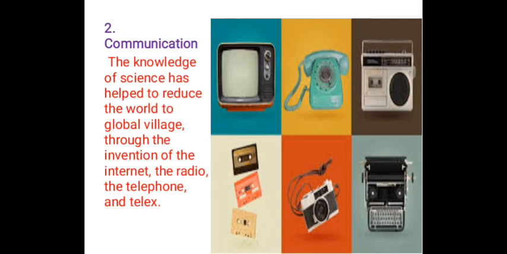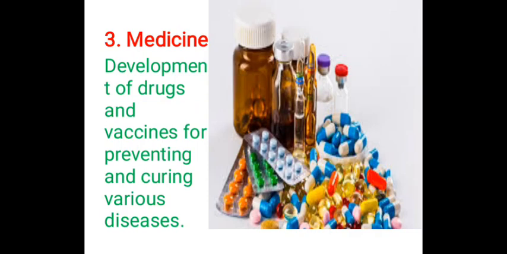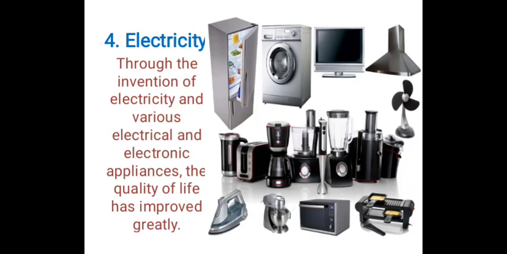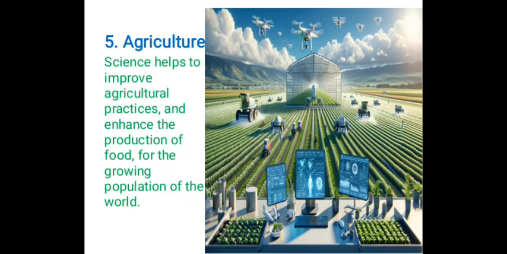So the second aspect is communication. The knowledge of science has helped to reduce the world to a global village through the invention of the internet, the radio, the telephone, and the telex. The third one is medicine: development of drugs and vaccines for preventing and curing various diseases. Electricity: through the invention of electricity and various electrical and electronic appliances, the quality of life has improved greatly. The fifth one is agriculture. Science has helped to improve agricultural practices and enhance the production of food for the growing population of the world.